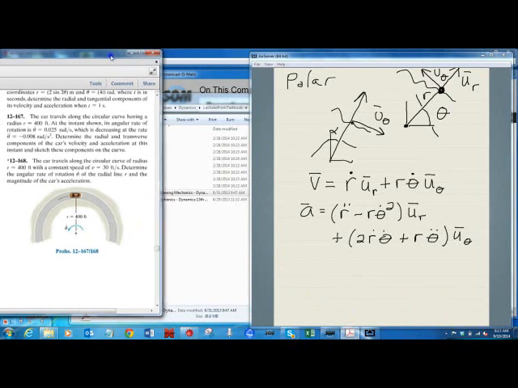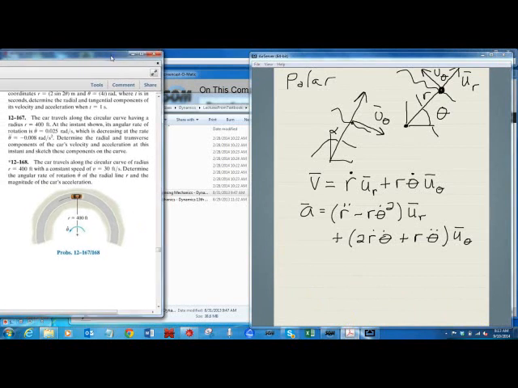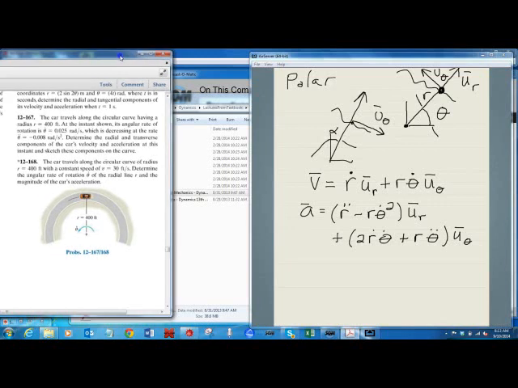How about 167? The car travels along the circular curve. Car travels on a circular curve having a radius of 400. At the instant shown, the angular rate of rotation is theta dot equals, which is decreasing at the rate of theta double dot. Determine the radial and transverse components of the car's velocity and acceleration and sketch the components.